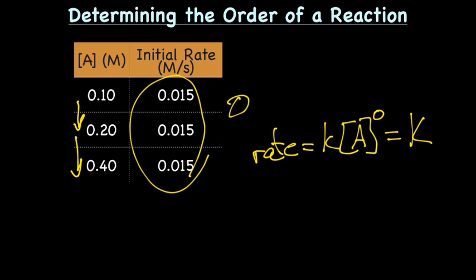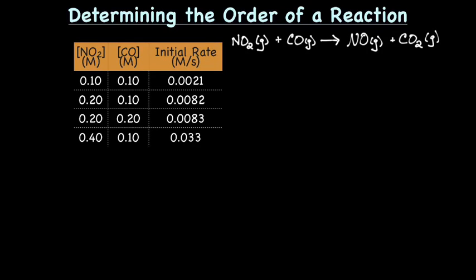All right. One more. This one's a little bit more tricky because we're going to put 2 reactants in there. Okay, let's try another one. This time you will note we have 2 reactants. We have NO2 and we have CO. All right, so I need to tell you something else about the rate law.